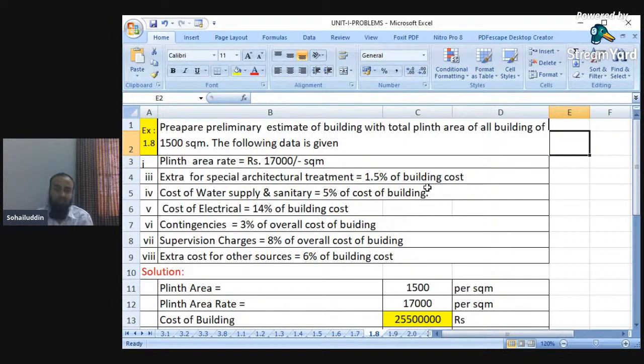But here in this problem, the plinth area has again been given directly. In the last problem we saw the various percentages covered by veranda or walls, but here the plinth area is directly given. So it is more simple than that.